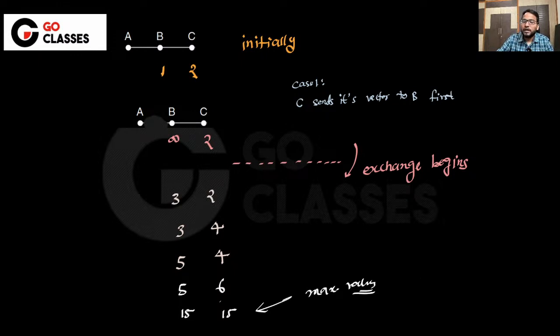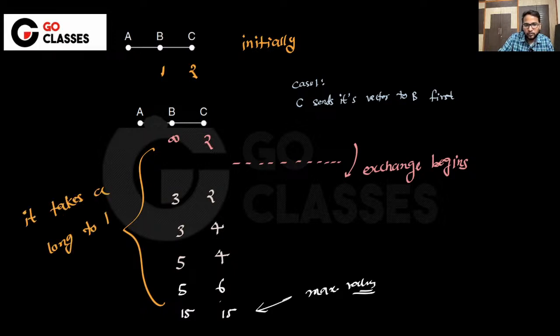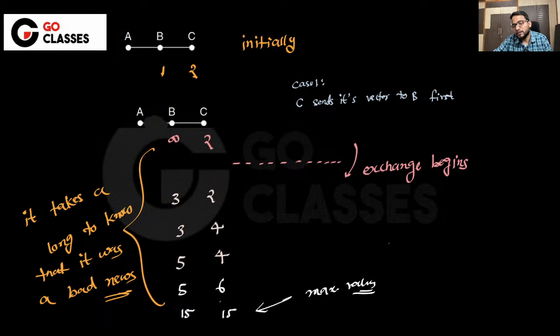So I will get to know that this is bad news, but only after some time. It takes a long time to know that it was bad news, which means many iterations were taken just to get to know that it was bad news. Is this wrong? Is there something wrong with the algorithm? No, there is nothing wrong with the algorithm. It is just slow.